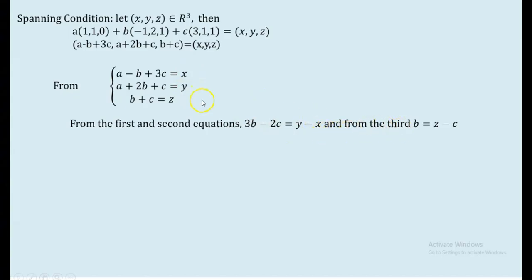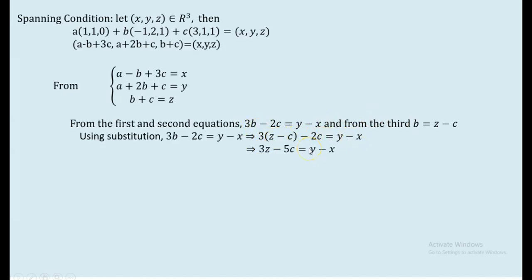And from the third, we have b is z minus c, right? So what comes next is, look, we have 3b minus 2c is equal to y minus x. But we know what b is, it is z minus c, so we can substitute that b here. 3(z minus c) minus 2c equals y minus x. So from this, we can have 3z minus 5c, because minus 3c minus 2c makes minus 5c, equals y minus x. Mind you, our intention is to find these three values, a, b, c in terms of x, y, z.